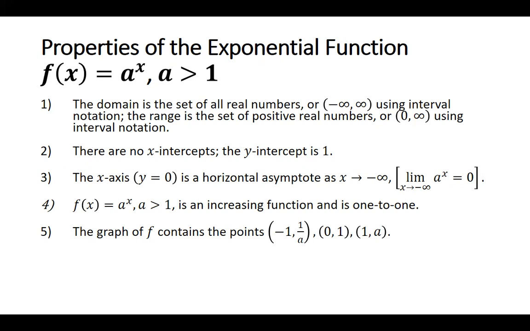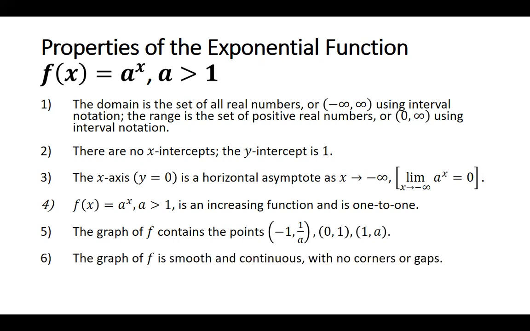Well, remember, we're dealing with a to the x. So if you plug in -1, you have a to the -1. Anytime you have a negative exponent, you can take that into the denominator and make it a positive exponent. So a to the -1 becomes 1 over a to the 1, or 1 over a. So -1 gives you 1 over a. A to the 0, any number raised to the 0th power is 1, so that's 0, 1. And then a to the 1 is obviously just a, so 1, a. So those 3 points should be intuitive at this point. The graph of f is smooth and continuous with no corners or gaps.